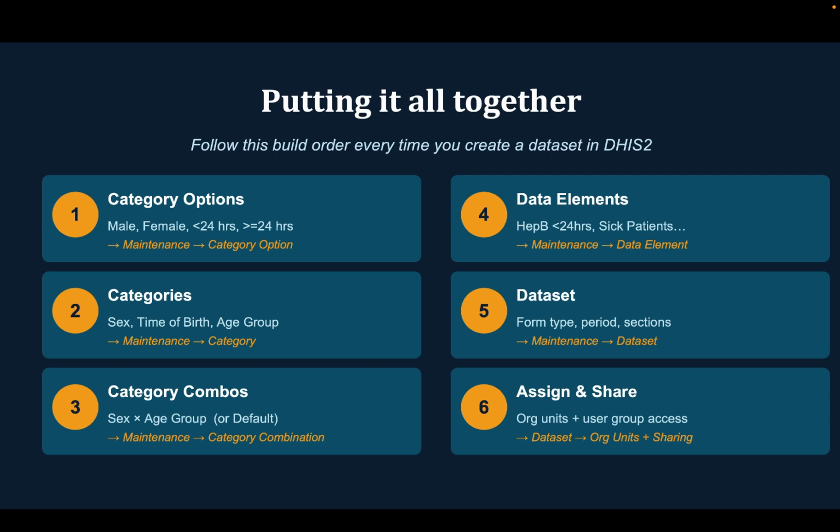So now I hope you know what a category or category option is, what a data element is, and what a data set is. The data set is the whole form, and the data elements are all these different components or fields that are part of this data set.